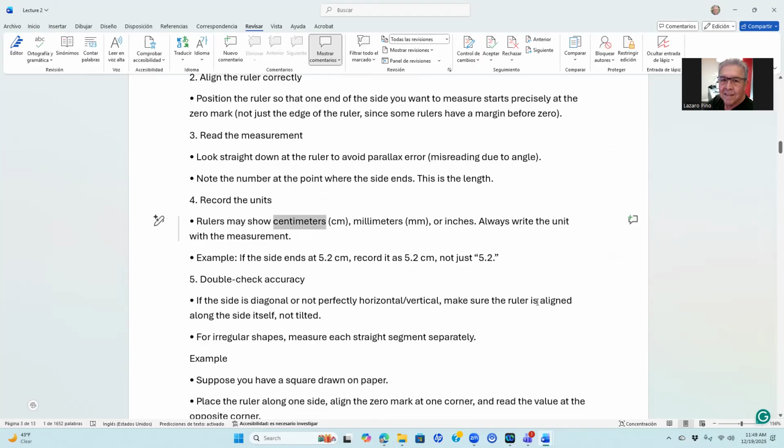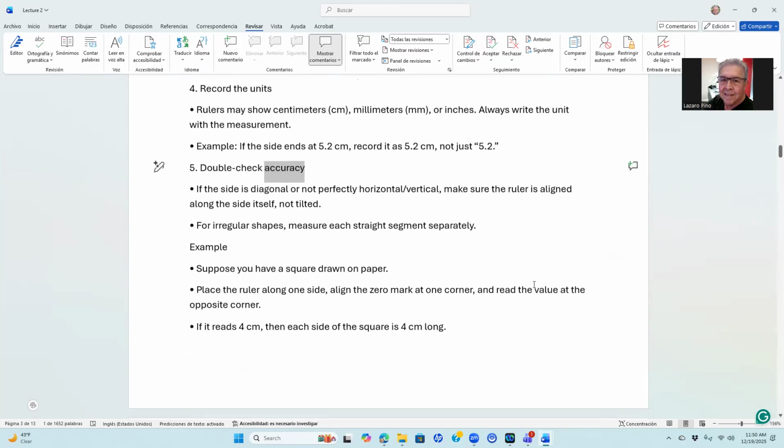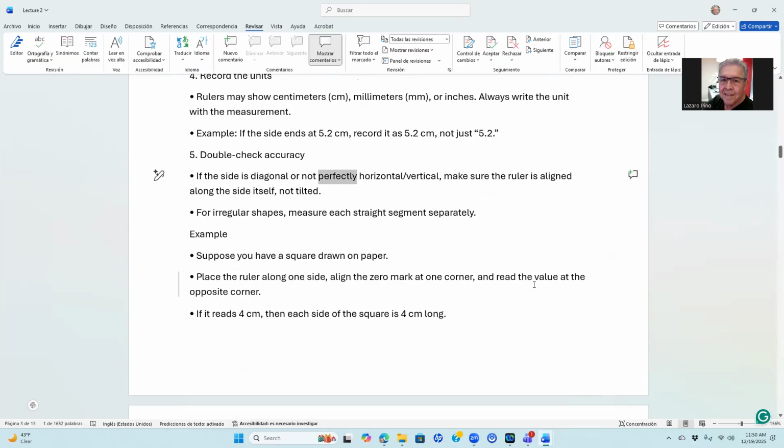Rulers may show centimeters, cm, millimeters, mm, or inches. Always write the unit with the measurement. Example, if the side ends at 5.2 centimeters, record it as 5.2 centimeters, not just 5.2. 5. Double-check accuracy. If the side is diagonal or not perfectly horizontal or vertical, make sure the ruler is aligned along the side itself, not tilted. For irregular shapes, measure each straight segment separately.